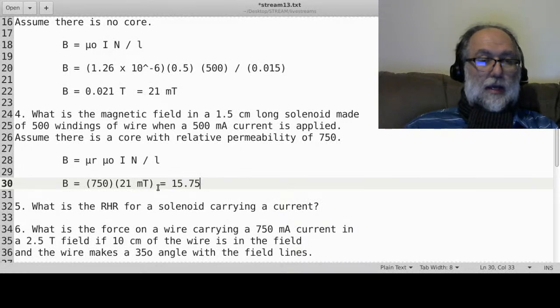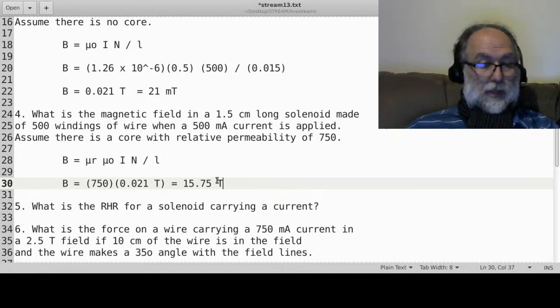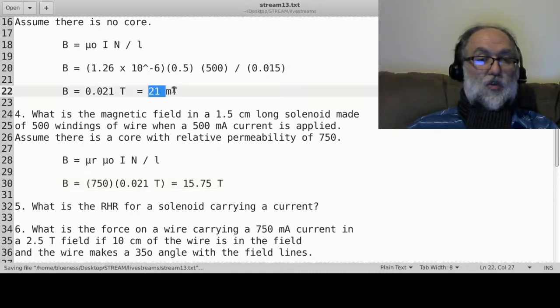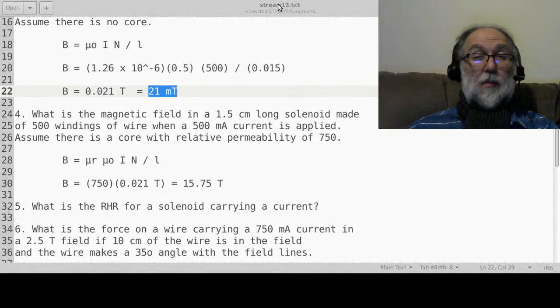And it turns out to be this. Now, actually, let me switch back to 0.021. Okay, so there we go. So 750 multiplied by 0.021 Teslas will give you 15.75 Teslas. Okay, now this is striking because 21 milliteslas is kind of small.